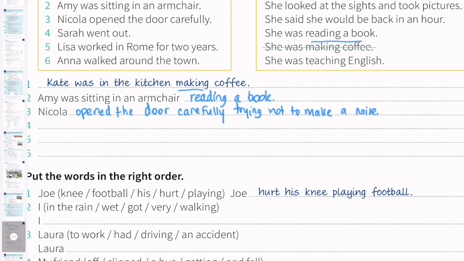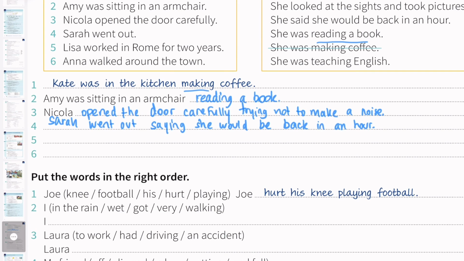And then number 4, we have Sarah went out. Sarah went out. And then which one? We have to use she said she would be back in an hour. She went out and then she will come back in an hour. So Sarah went out, saying she would be back in an hour. This is number 4. And then number 5, we have Lisa worked in Rome for 2 years.